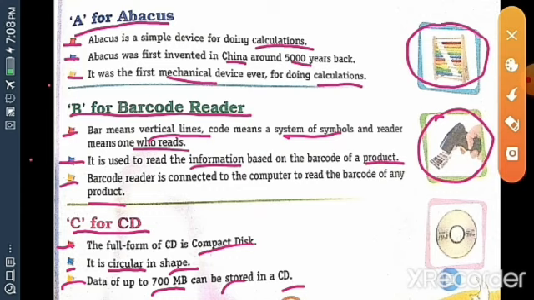Okay, little description of CD. A compact disc is a portable storage medium that can be used to record, store and playback audio, video and other data in digital form. Students, if you want to store your data in a digital form, then you have to use CD. Okay, see, this is CD.